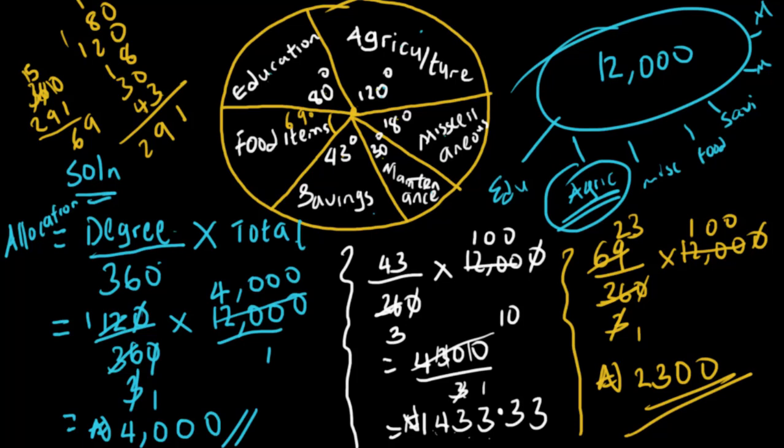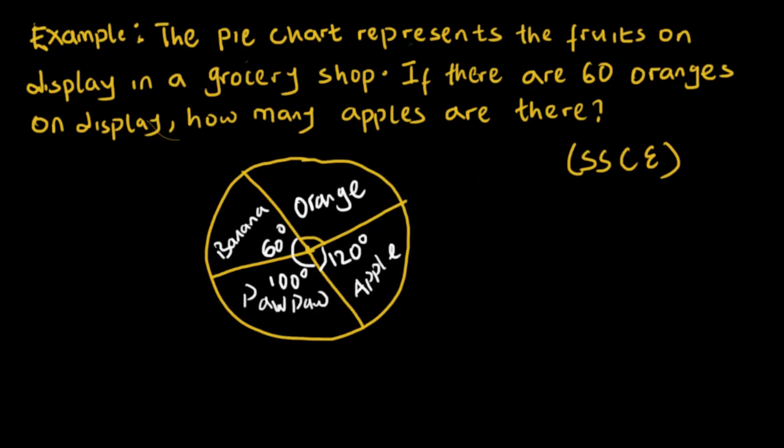Let's take another example. Alright, so we have this question. The pie chart represents the fruits on display in a grocery shop. If there are 60 oranges on display, how many apples are there? Now if you look at this question, we have banana, we have orange, we have apple, we have pawpaw. Now instead of the examiners giving us the total number of fruits in the grocery shop, they gave us the number for a particular fruit, which is orange. And then they asked us to find how many apples are in the shop.